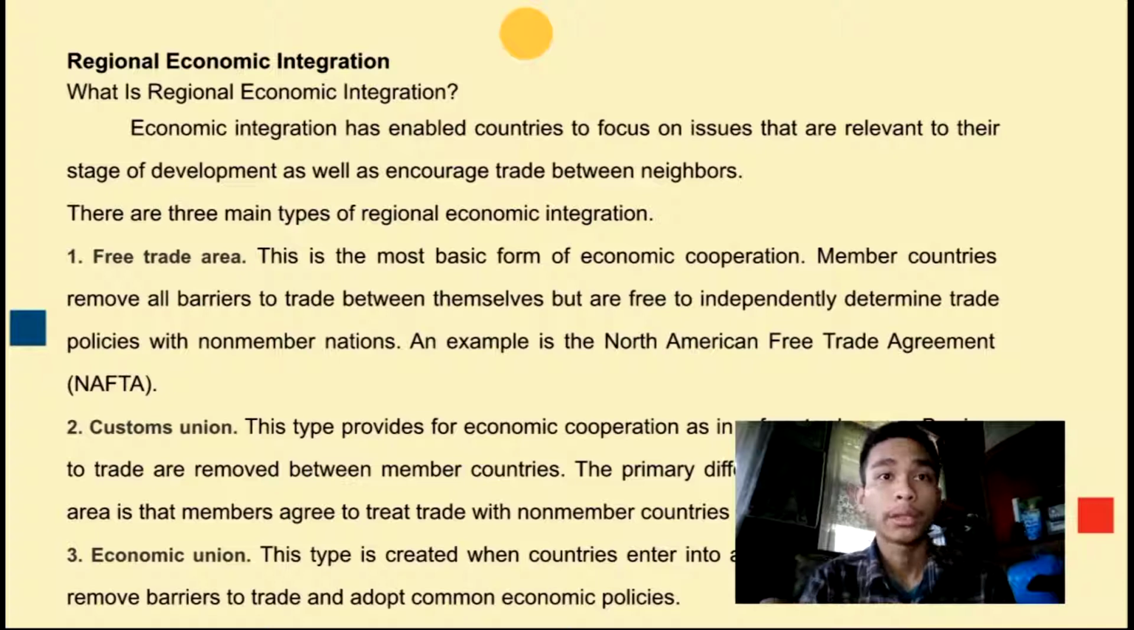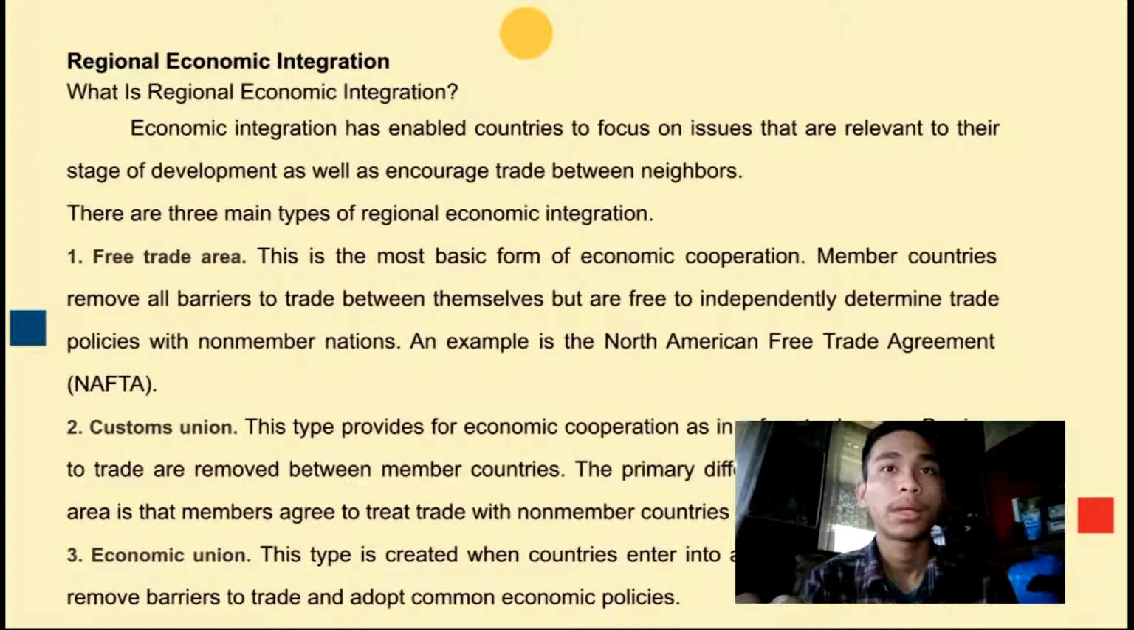Regional economic integration. What is regional economic integration? Economic integration has enabled countries to focus on issues that are relevant to their stage of development as well as ensure trade between neighbors. There are four main types of regional economic integration.